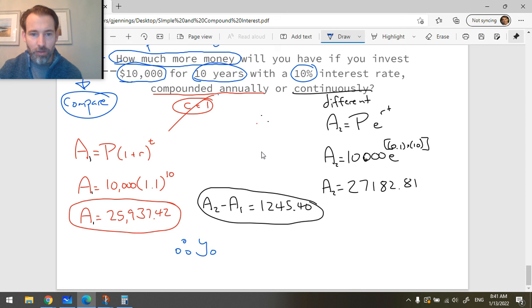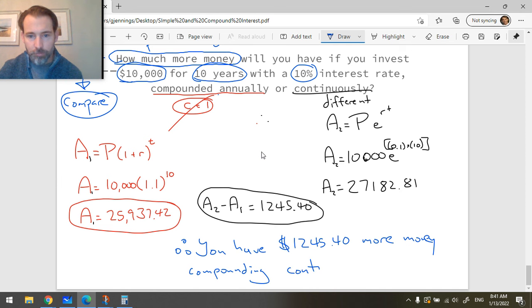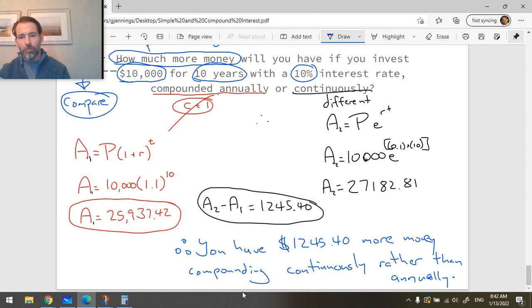Therefore, you have $1,245.40 more money compounding continuously rather than annually.